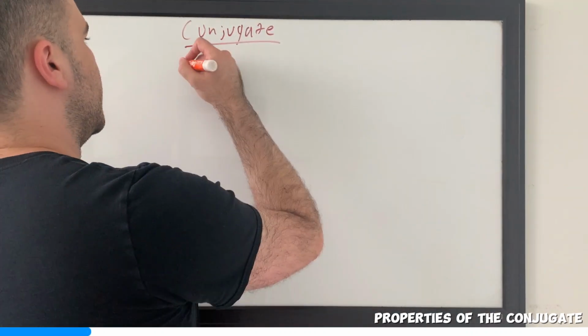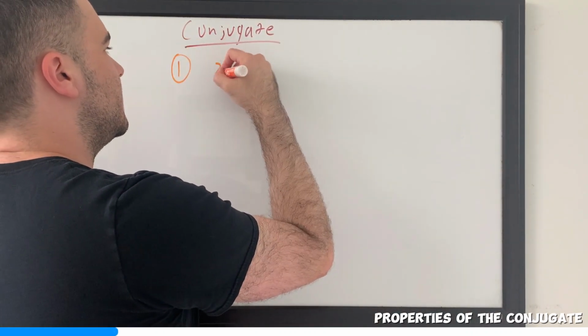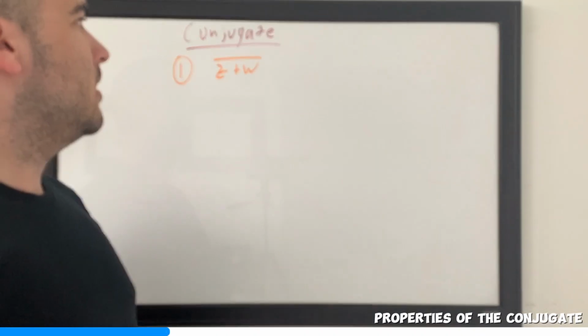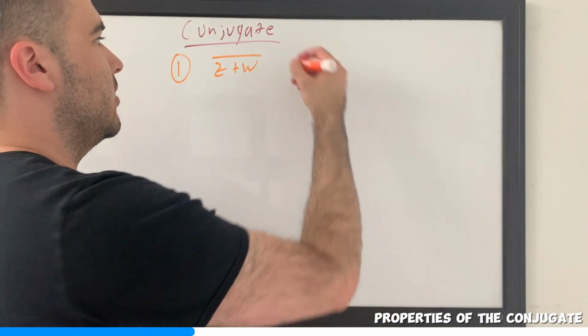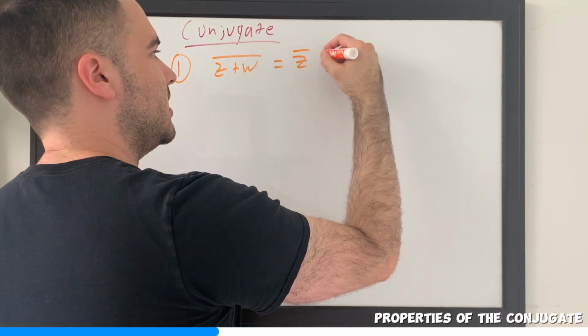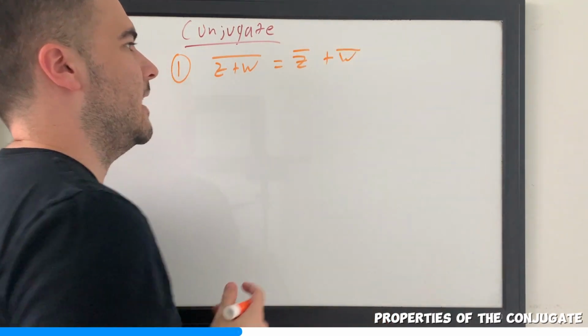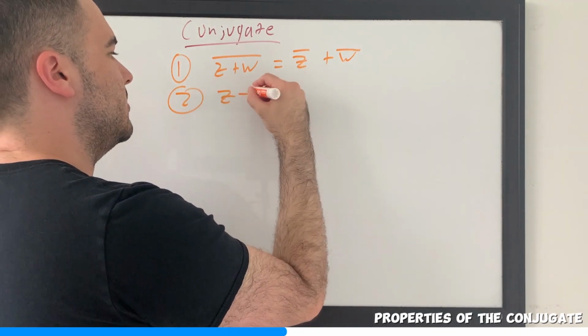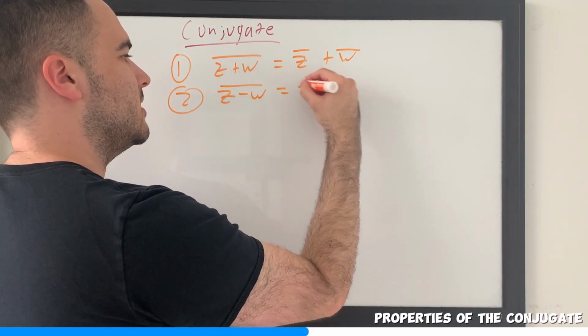There are a few properties of the conjugate we need in order before we get to our final topic today. So, the conjugate has a few properties. If you have two complex numbers you're trying to add together and take their conjugate, it is the same as taking the conjugate of the first and adding the conjugate of the second. Second property is similar. If you were trying to subtract the two, it is the exact same.